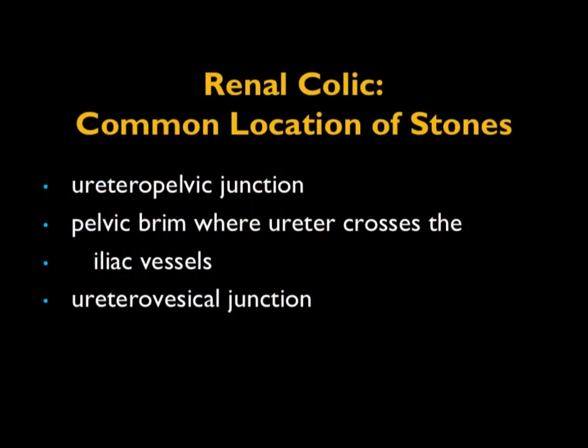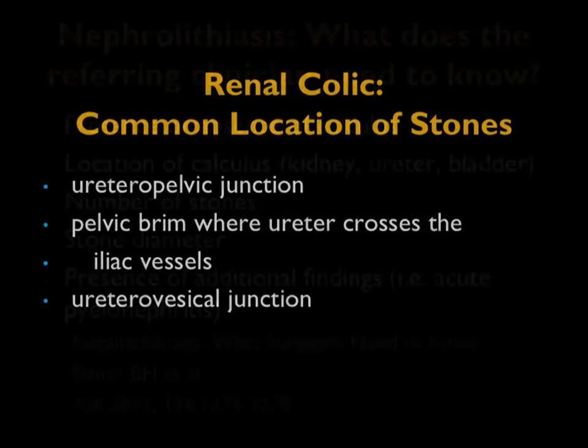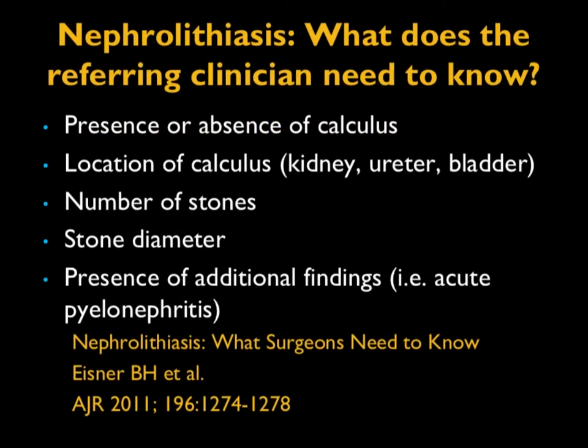Now, when you think about stone disease and you ask me where the stones are located, the several common locations are at the ureteropelvic junction, at the pelvic brim where the ureter crosses the iliac vessels, and at the UV junction. So we do know to look in those regions, but again, a stone can be literally anywhere within the patient's ureter.